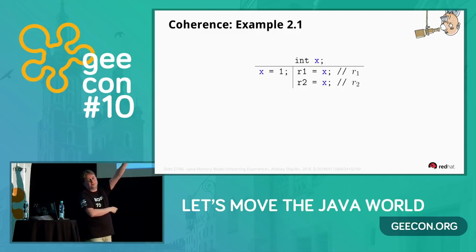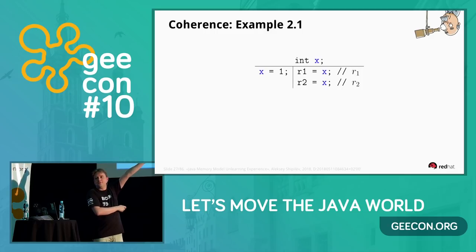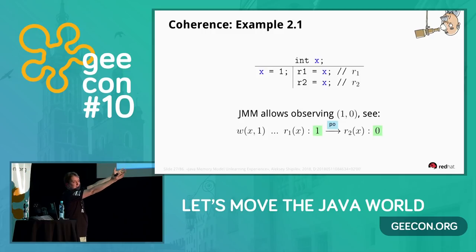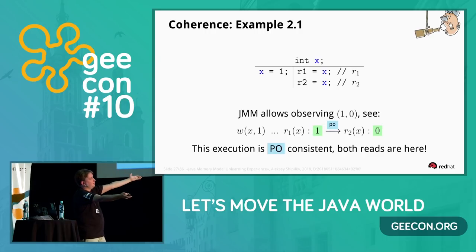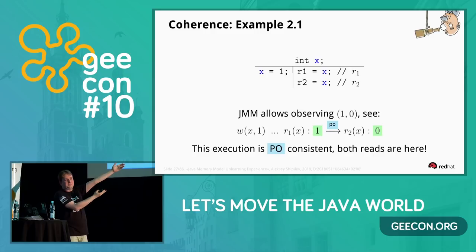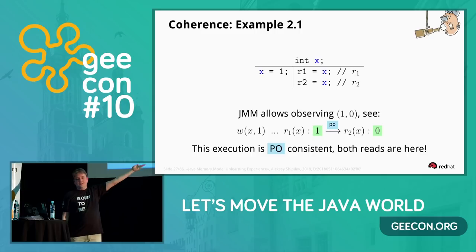So can you read 1 once and then 0? Is this plausible under the JMM? The JMM actually allows you to observe it. This is the conforming execution that justifies this result. Even though there are both reads in this execution, they are in program order, and this execution is actually program order consistent. You wanted two reads; these are your two reads. Nobody really said what you should observe while reading those, but the structure of the execution is here.